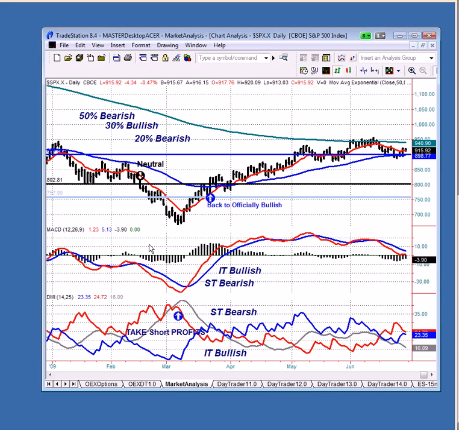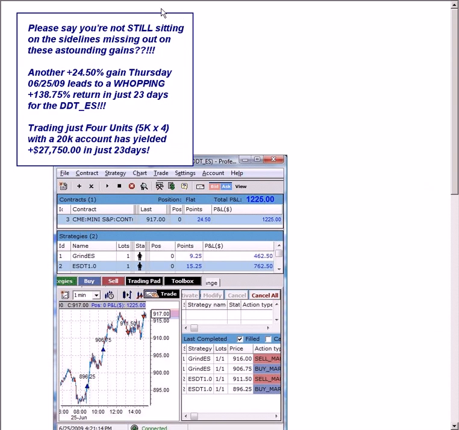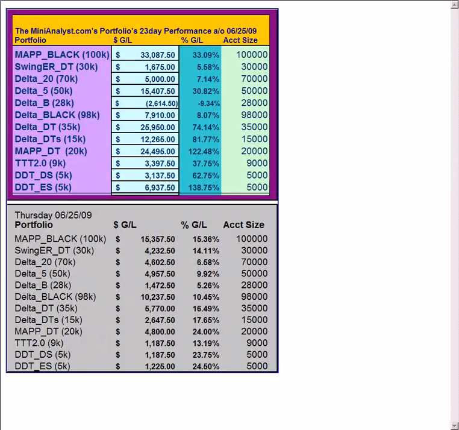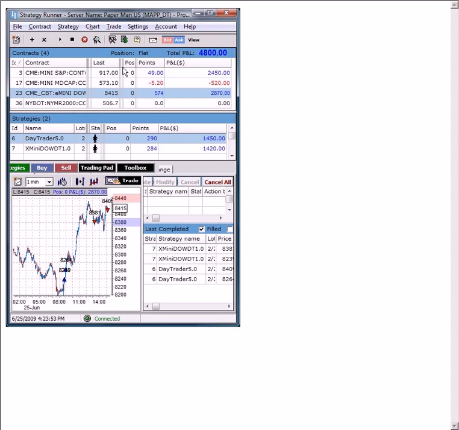So where have our portfolios been? Well, I tell you, the dual day trader ES and the MAP DT original have continued to simply outperform and put up astounding numbers. 23-day return of 122.48% for the MAP DT, 138.75% for the dual day trader ES. These were the gains yesterday. An amazing 24% return, $4,800 for the MAP DT.